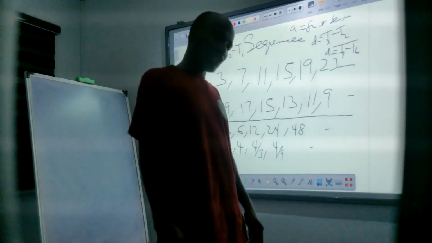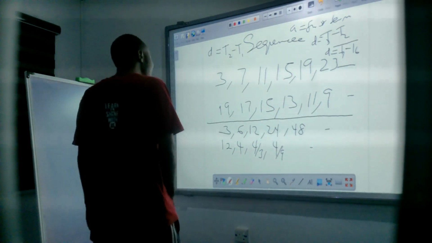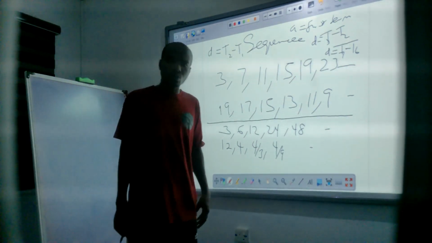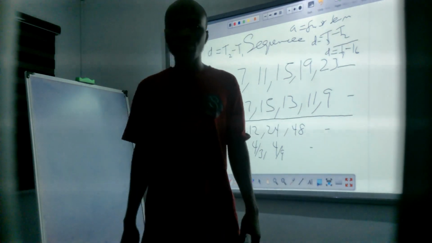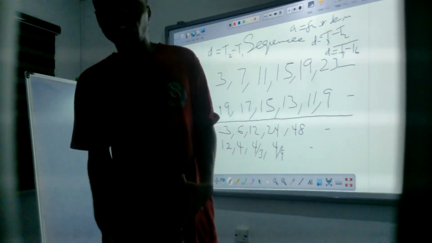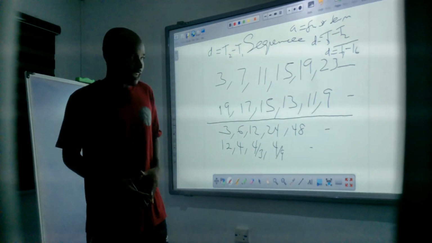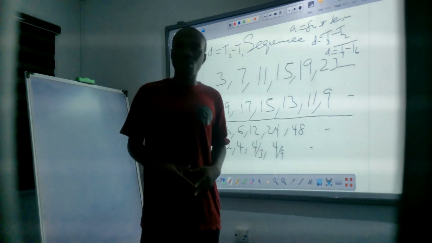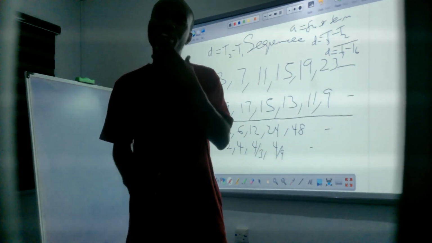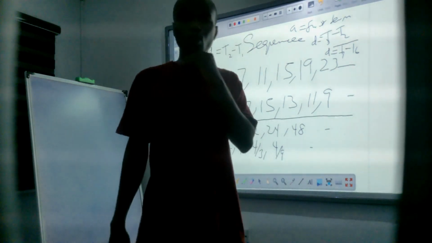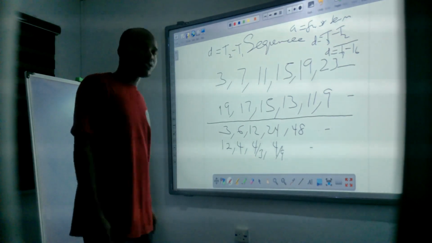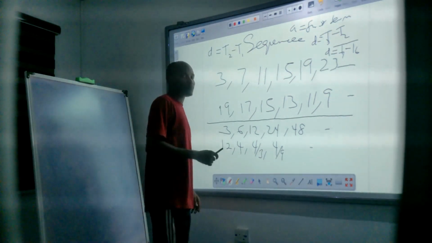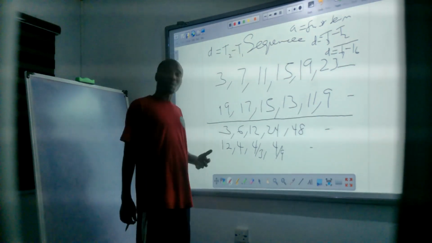Now GP. GP means geometric progression. Any sequence in which we are multiplying by a constant term called the common ratio in getting the succeeding term is called geometric progression. Again, the constant we multiply by is called the common ratio, not common difference.